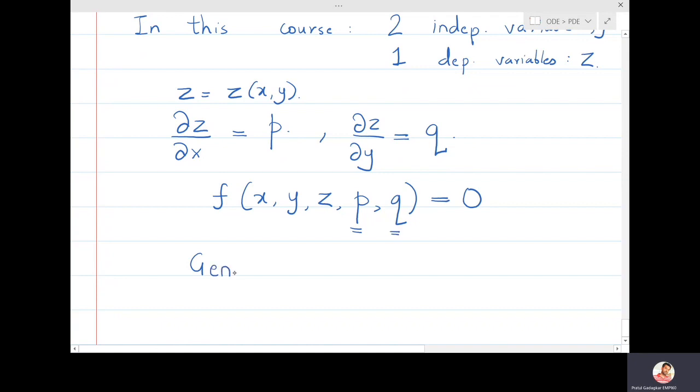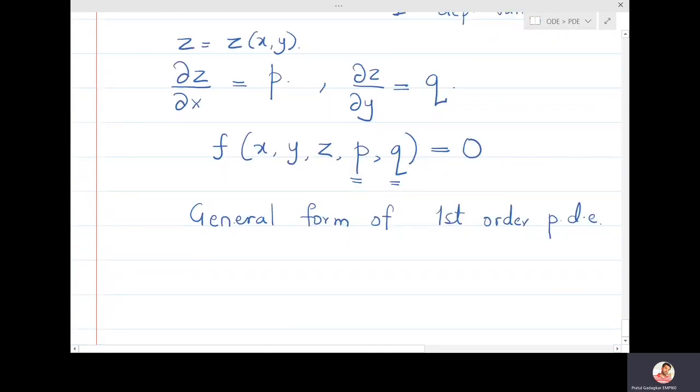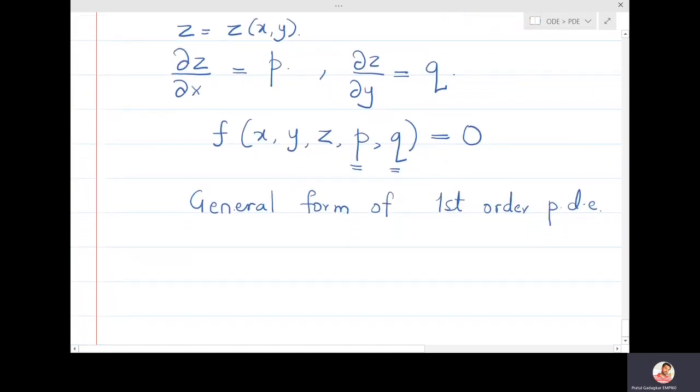So this is the most general form of a first order PDE. In the first chapter, I will basically be looking at all first order partial differential equations. As and when the need comes, we may go to higher order partial differential equations in coming lectures. So we will be doing a complete study of first order partial differential equations.